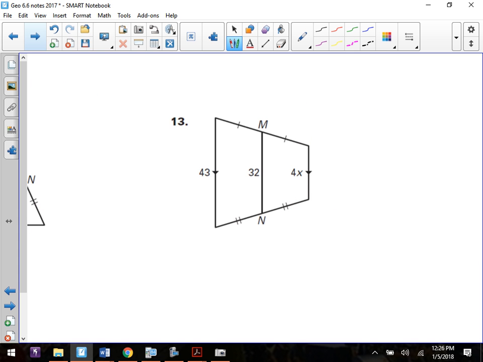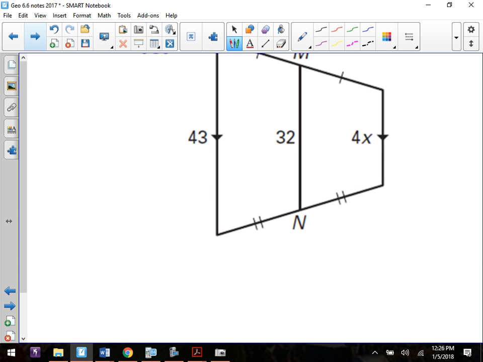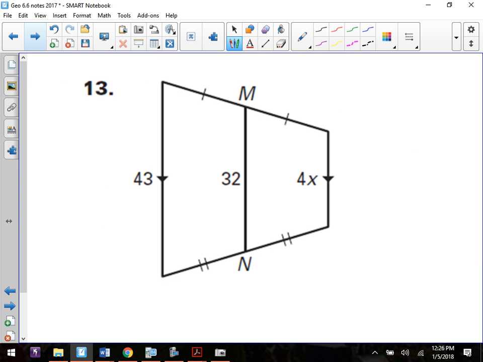I want to show you a shortcut real quick. See if you can figure this out. When you're dealing with mid-segments, sometimes you don't have to write the formula completely. For example, whenever you have a mid-segment setup and you have 2 sets of numbers out of the 3, just figure out what the third one is.